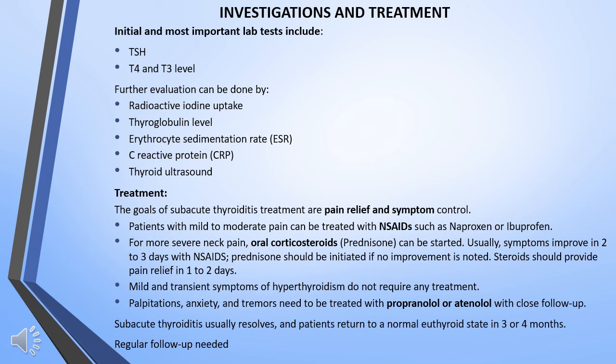Now let's talk about the treatment. The main goal of the treatment is pain relief and symptom control. Mild to moderate pain can be treated with NSAIDs such as naproxen and ibuprofen. For severe neck pain, oral corticosteroids can be started. Mild and transient symptoms of hyperthyroidism do not require any treatment. However, palpitation, anxiety, and tremors need to be treated with beta blockers such as propranolol or atenolol. Subacute thyroiditis usually resolves and patients return to a normal euthyroid state in 3 or 4 months. Until then, regular follow-up is needed.